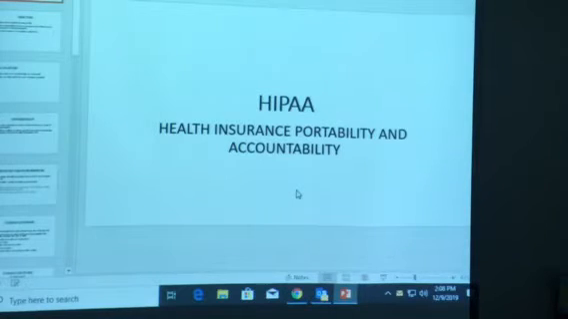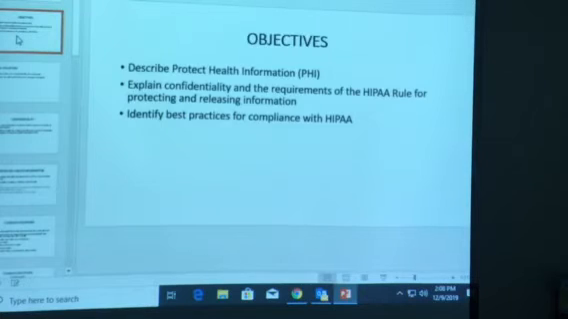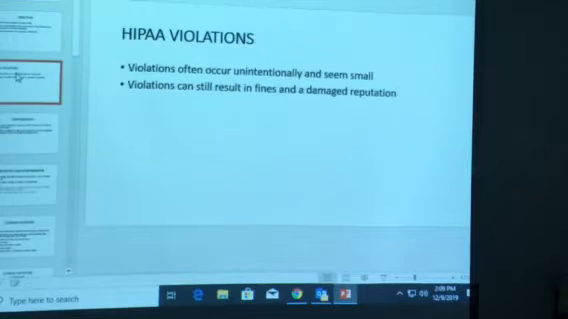HIPAA, Health Insurance Portability and Accountability. Objectives: describe protected health information, PHI, explain confidentiality and the requirements of the HIPAA rule for protecting and releasing information, and identify best practices for compliance with HIPAA.